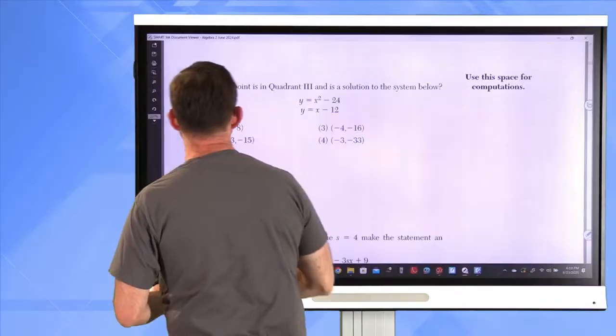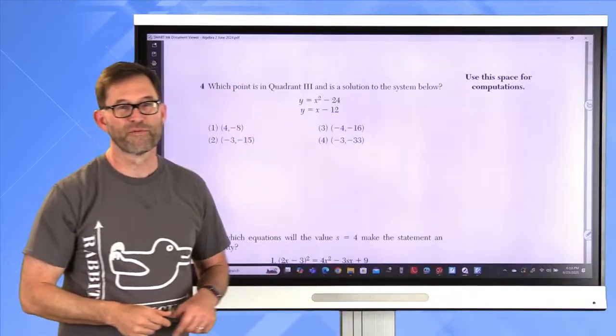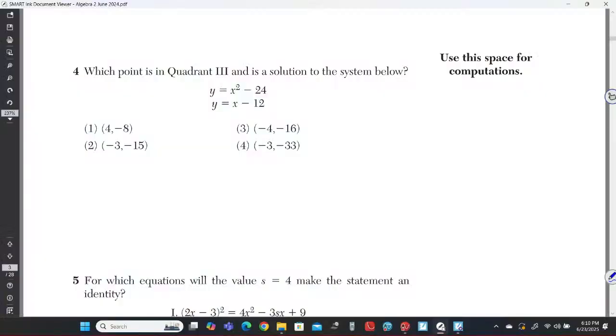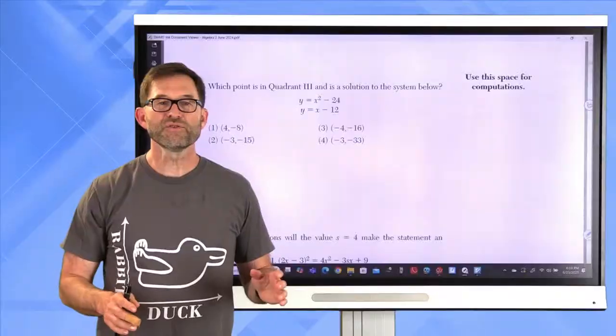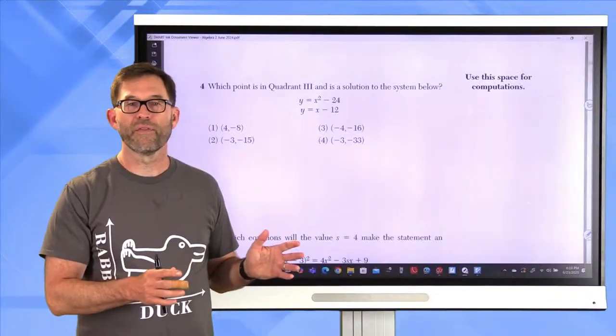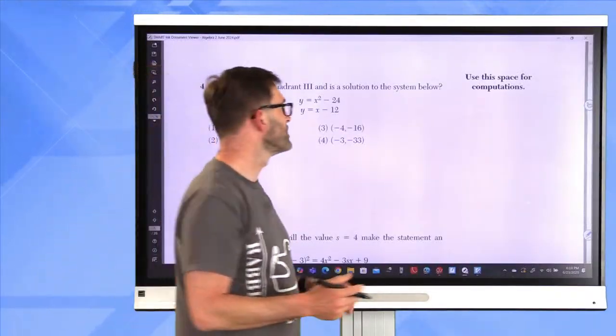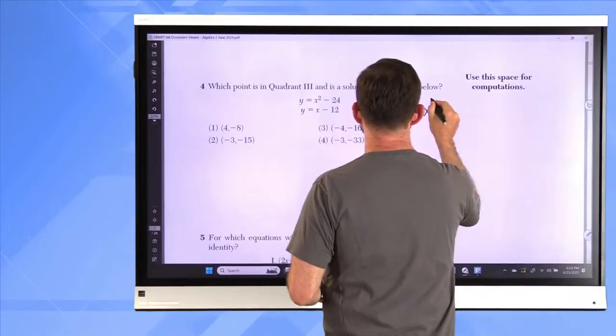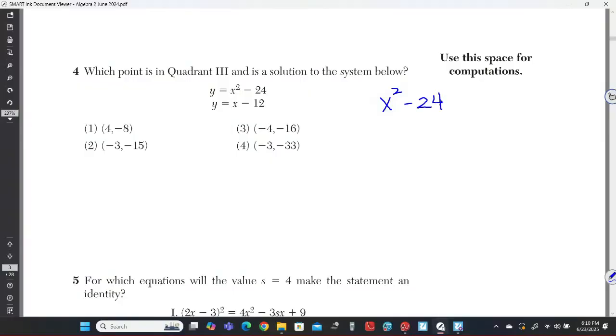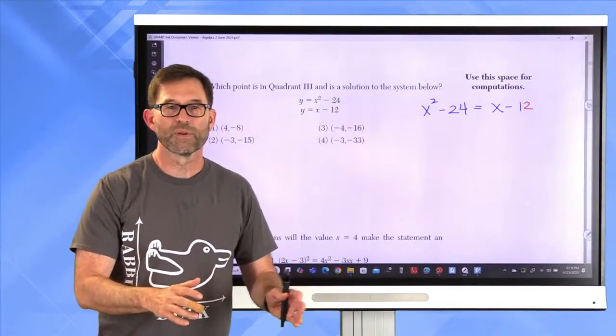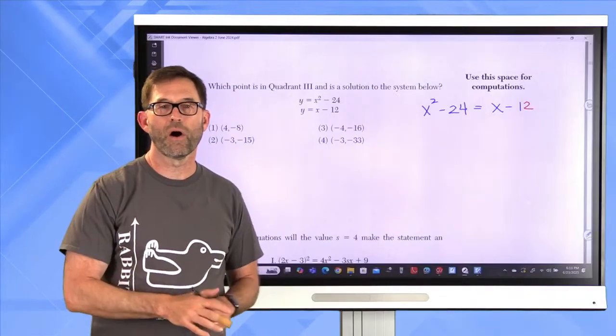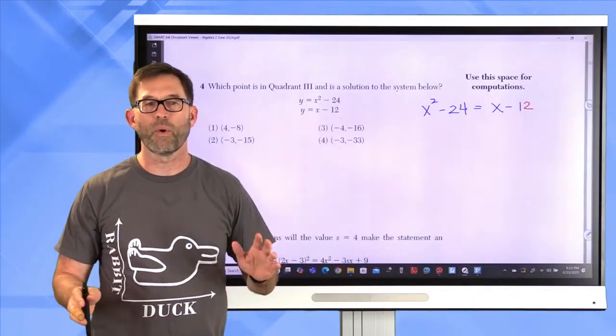And let's take a look at question number 4. Which point is in quadrant 3 and is a solution to the system below? I'm such an algebra guy that when I saw this, the first thing I did was say, okay, I'm going to take these two equations and set them equal. And oh, hey, red pen came out. Then I'm going to get everything equal to 0, factor, solve, and then substitute back in to get my y values and all of that.